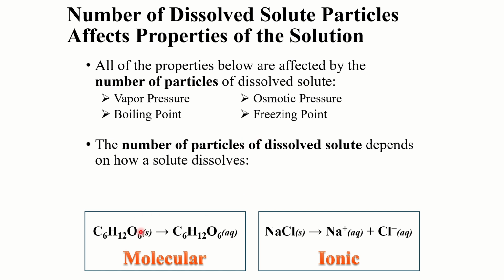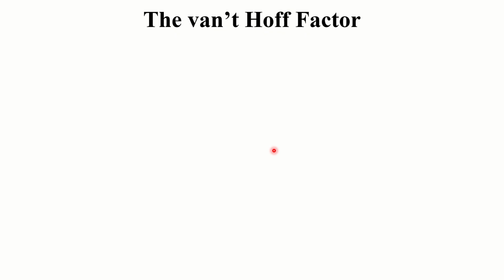A molecular compound, so what could be described as a non-electrolyte, like C6H12O6, when it dissolves in water, as we learned, it does not ionize. So the C6H12O6 stays together and just becomes an aqueous molecule. Whereas with an ionic compound, something like sodium chloride, though we initially have one molecule, when it's dissolved and it becomes part of a solution, we now have two molecules. So molecular versus ionic is going to affect the number of particles dissolved.